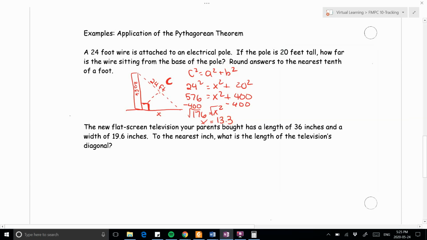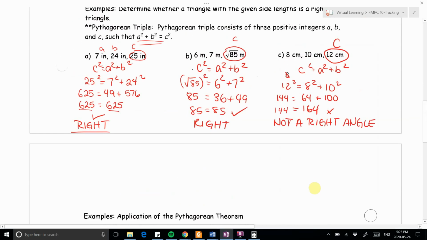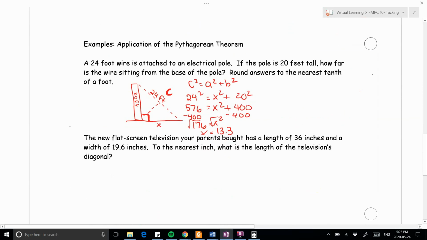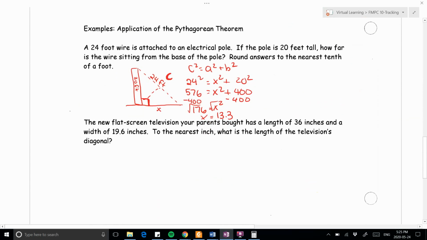And because this is a situational question, that number needs to have meaning. It doesn't mean anything without a unit. And up here where we're just practicing, that's okay. But down here where this is part of a situation, it needs to mean something. So we're using feet. So this is going to be feet. So the answer here is that our wire is sitting 13.3 feet from the base of the pole.